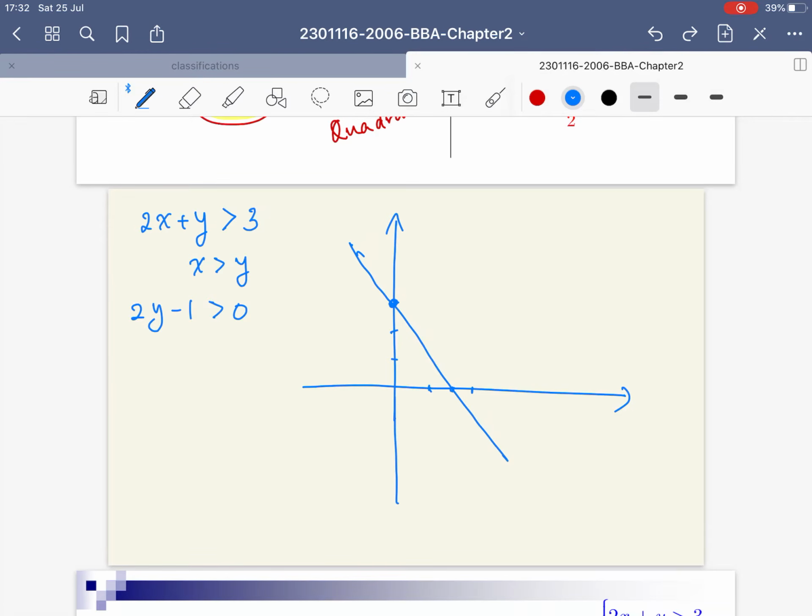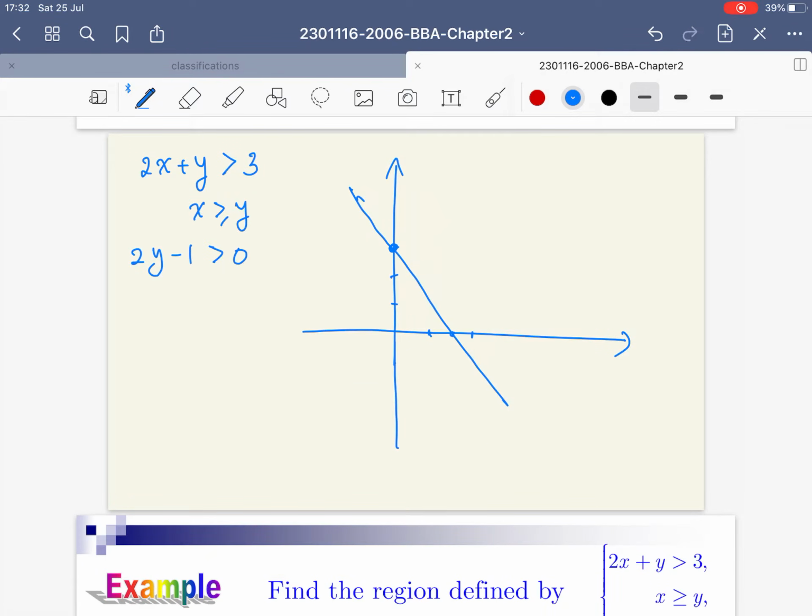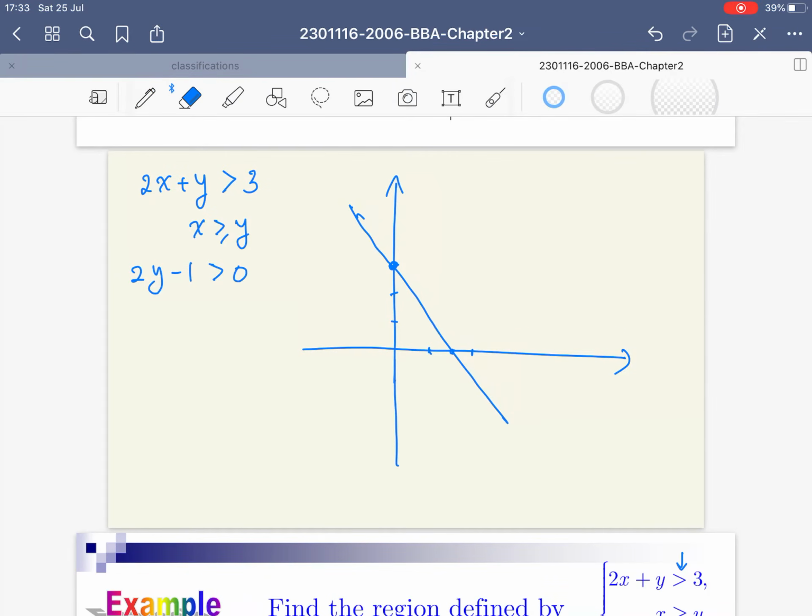However, we cannot use a solid line because it is strictly greater than. So we do it one more time with a dash line, so that it means you don't include the points along this line. However, you are going to determine whether you are going to use this side or this side. So I'll just use an arrow instead of shading the area, because if you do the shading then you get confused later on. You just use the arrow.